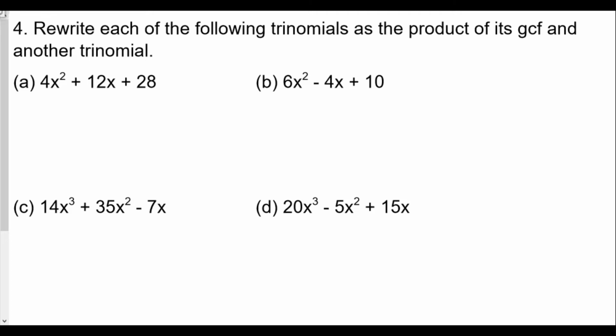So number 4, rewrite each of the following trinomials as a product of its GCF and another trinomial. We remember GCF is going to be the greatest common factor for all the terms. So what number divides into all three terms? In this case, the GCF will equal 4.